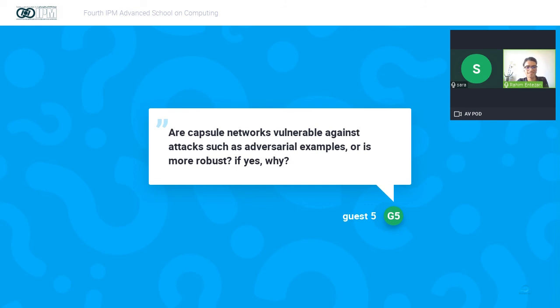Okay, great. Then the next question is about vulnerability against adversarial attacks, because they are such a hot topic these days. Are capsule networks robust against adversarial examples? If yes, how and why?